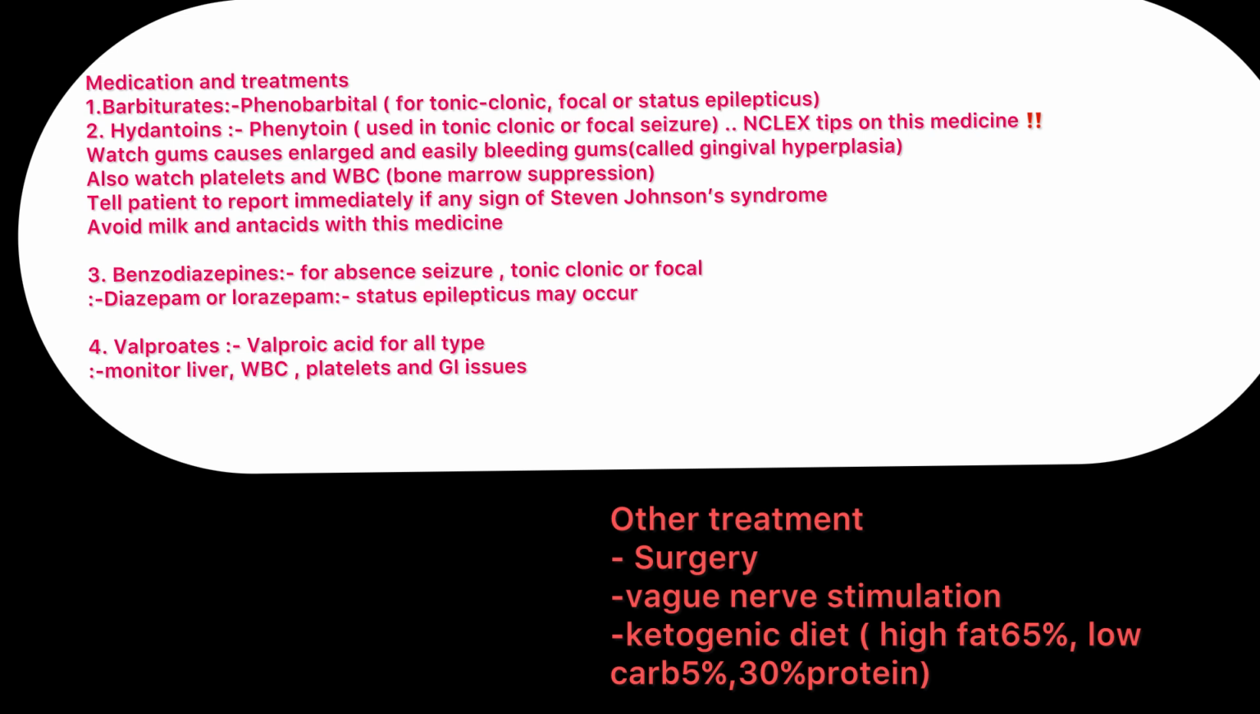For the surgical management, surgery is done to remove an area of the brain that is causing seizure. For example, focal seizure arising from temporal lobe, lobectomy may be performed to remove the temporal lobe. When medication is not working, placement of a vagus nerve stimulator is done.